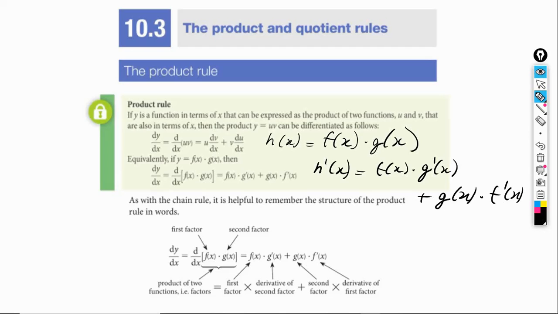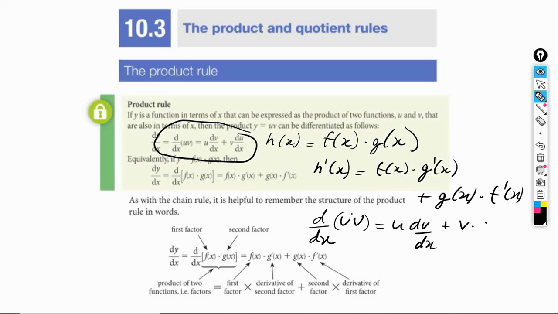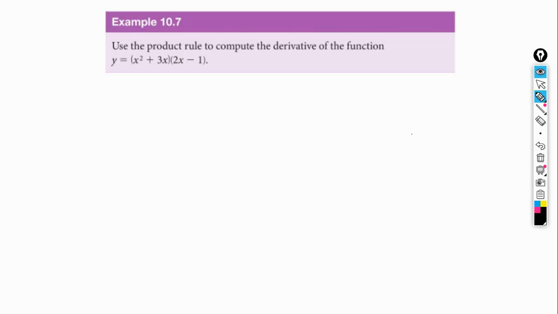Of course, we have different notations for that. For example, here we have it in terms of u and v. So instead of f of x and g of x, you can also find it in terms of u and v. So for example, you can say the same thing and say that the derivative of u times v is equal to u times the derivative of v in terms of x plus v times the derivative of u in terms of x.